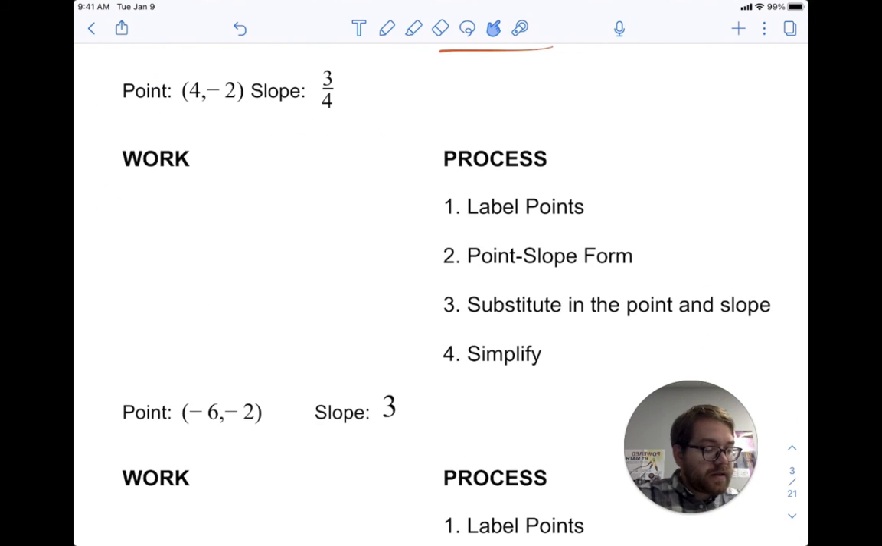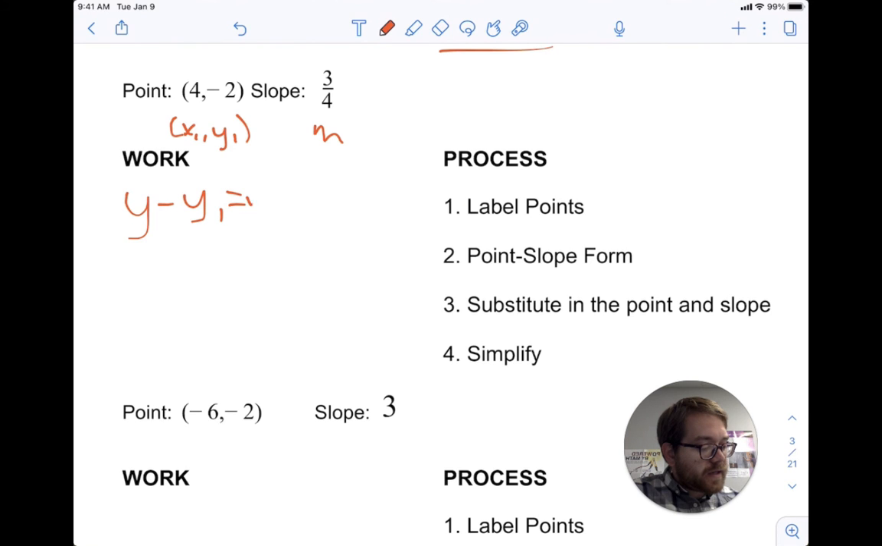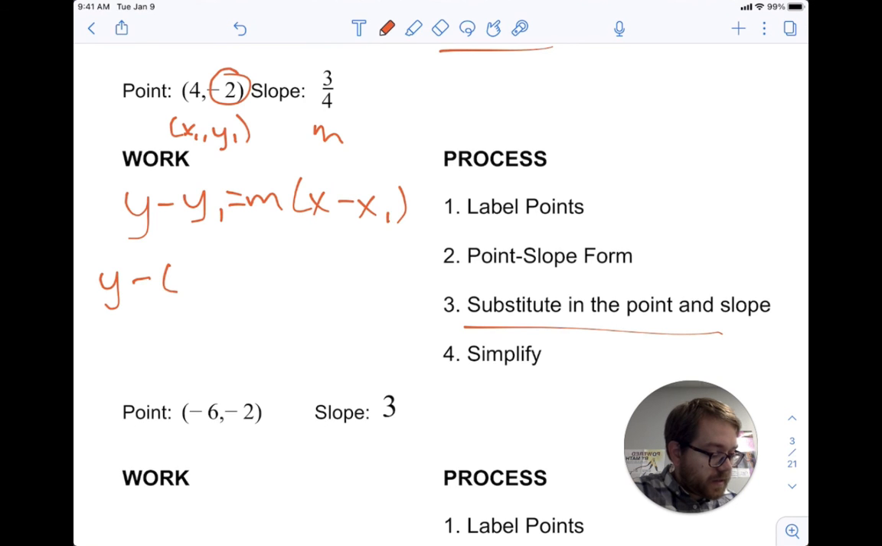All right, in this equation we're going to pass through the point (4, negative 2) with the slope 3/4. Let's first start by labeling our points, x sub 1, y sub 1, and then our slope is going to be our m. And we have our point-slope form. Again, you don't necessarily need to write it every time, unless that helps you, but I want you to see it again. Then we substitute in the point and the slope. So y minus our y sub 1, negative 2, is equal to our m, 3/4, times x minus our x sub 1, 4.